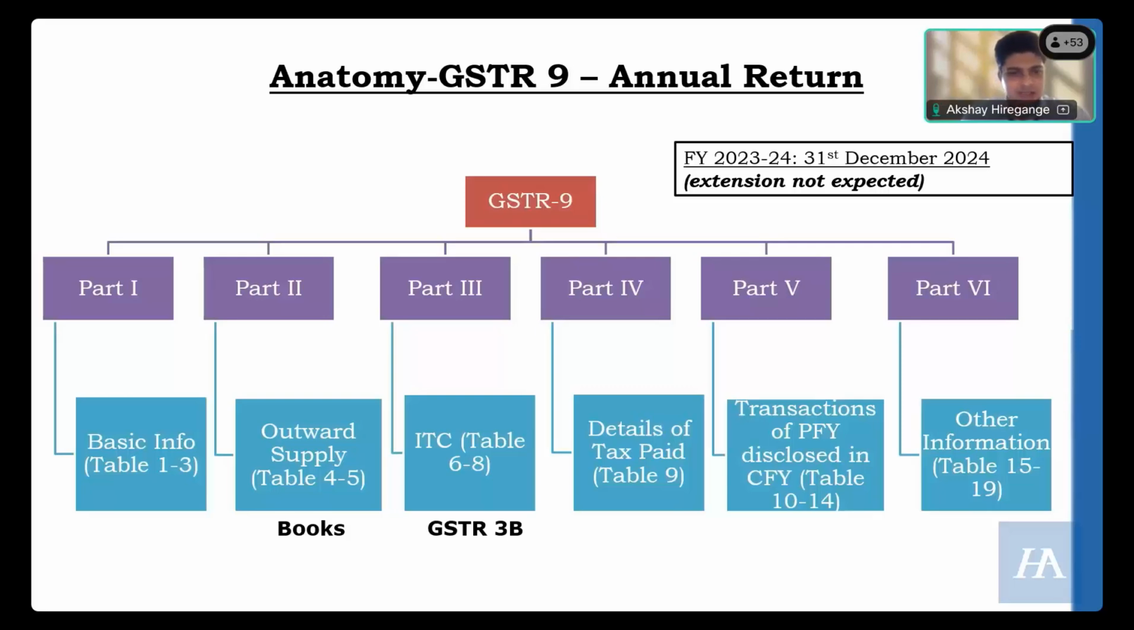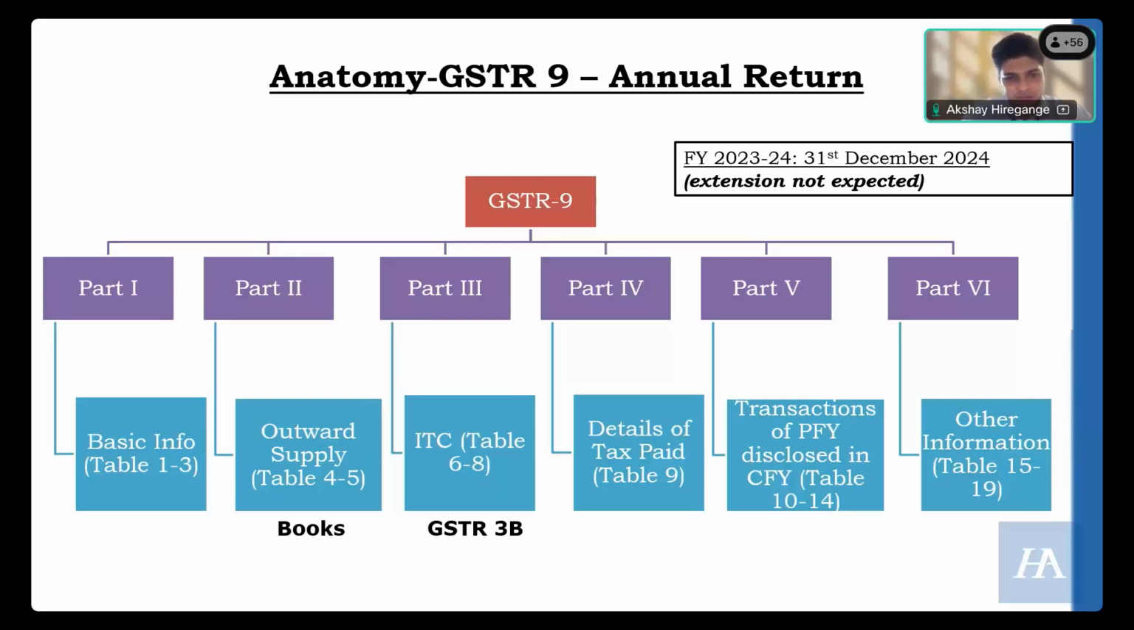To 30th November. The most important tables are part 2, part 3, part 4, and part 5. Part 1 and part 6, either they're having auto-populated details or they're having tables which are not mandatory presently. Only 1 or 2 tables may be mandatory in these parts.